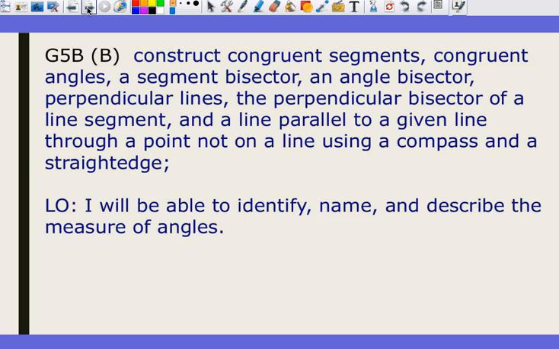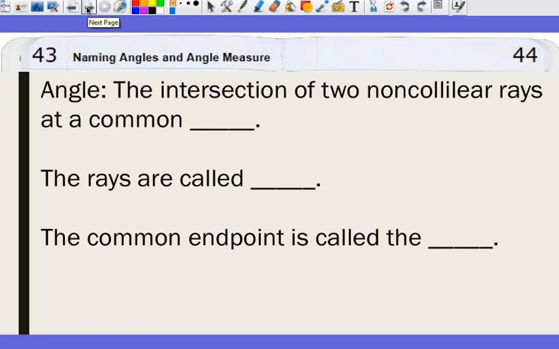So what I want you to learn how to do today is to identify, name, and describe the measures of angles. So I'm going to give you guys 3 minutes, and I mean it, 3 minutes this time because we have to go fast, to write all 3 of these down. This is going to be on page 43 of your ISN. There's a misspelling here. This is supposed to be non-collinear. There we go. Non-collinear.